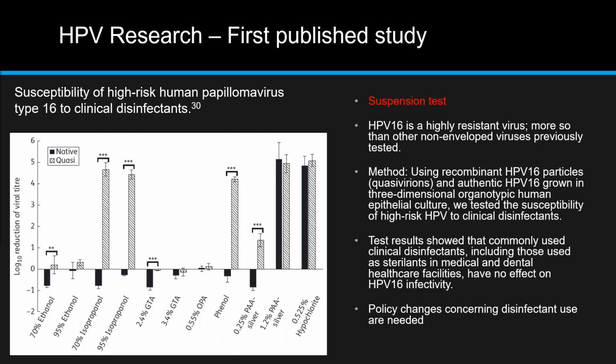So what we found was HPV-16 is a highly resistant virus, more so than other non-enveloped viruses previously tested. The method we used, we tested the surrogate or the recombinant HPV particles, the quasivirions, versus the authentic HPV-16 grown in three-dimensional organotypic human epithelial culture. We tested the susceptibility of high-risk HPV to clinical disinfectants. The test results showed that the commonly used clinical disinfectants, including those used as sterilants in medical and dental healthcare facilities, had no effect on HPV-16 infectivity. So this made a statement that policy changes concerning disinfectant use are needed.